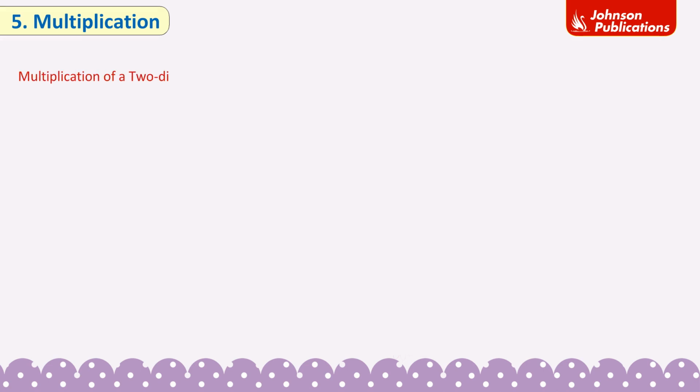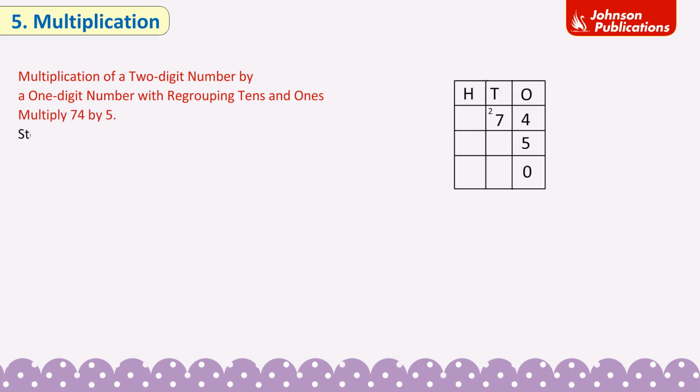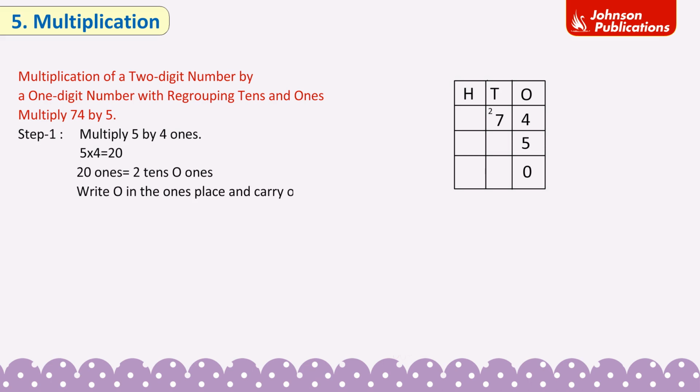Multiplication of a 2-digit number by a 1-digit number with regrouping tens and ones. Multiply 74 by 5. Step 1. Multiply 5 by 4 ones. 5 multiplied by 4 is equal to 20. 20 ones equal to 2 tens, 0 ones. Write 0 in the ones place and carry over 2 to the tens place.